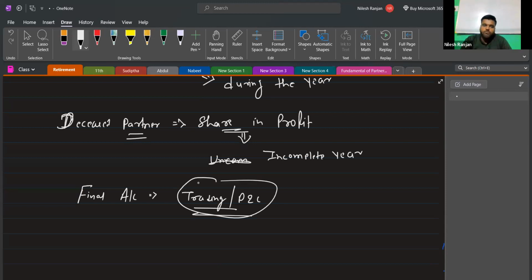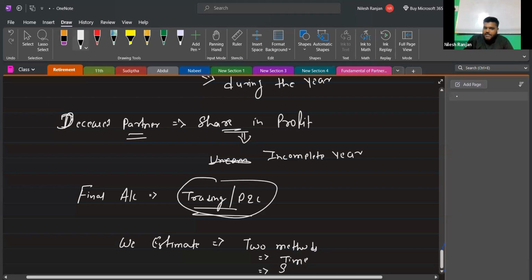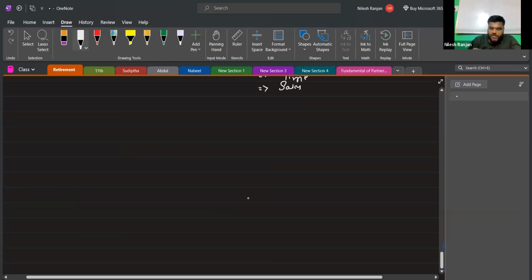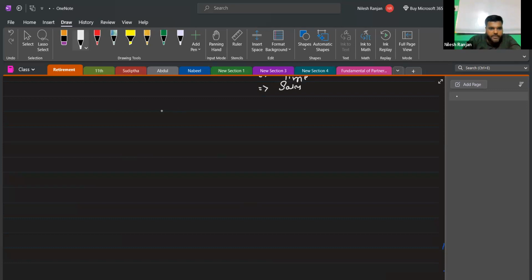So what we do, we estimate profit. We estimate profit by two methods, on the basis of two things: the first is time and the second is sales. There are two methods for calculation of current year profit. The first is the time method and the second is the sales method. In the time method, 2 or 3 items will be given in the question. You will be given previous year profits, 2 or 3 years' profit, so you have to calculate the average profit in that case.